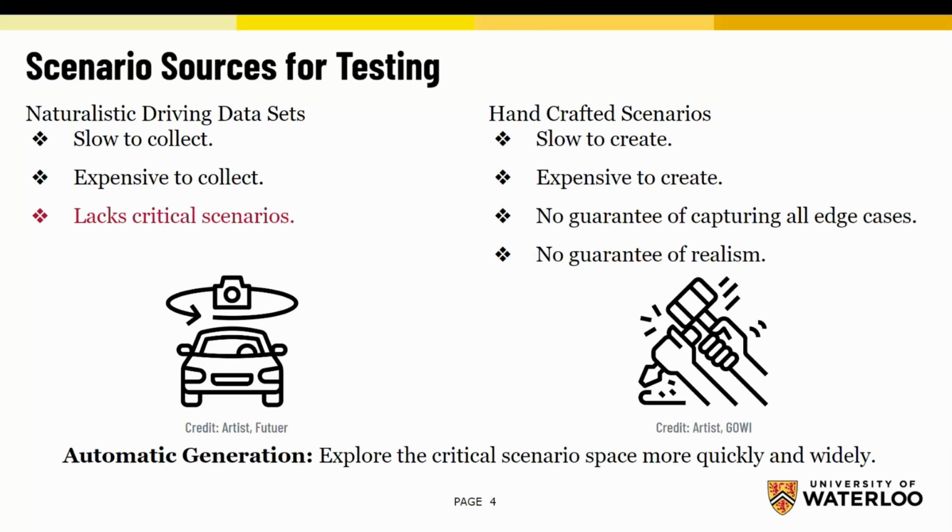So we turn to automatic generation. We want to generate tons and tons of these scenarios automatically, so we can explore this scenario space a lot more quickly, and ideally find the scenarios that we might not think of creating manually.